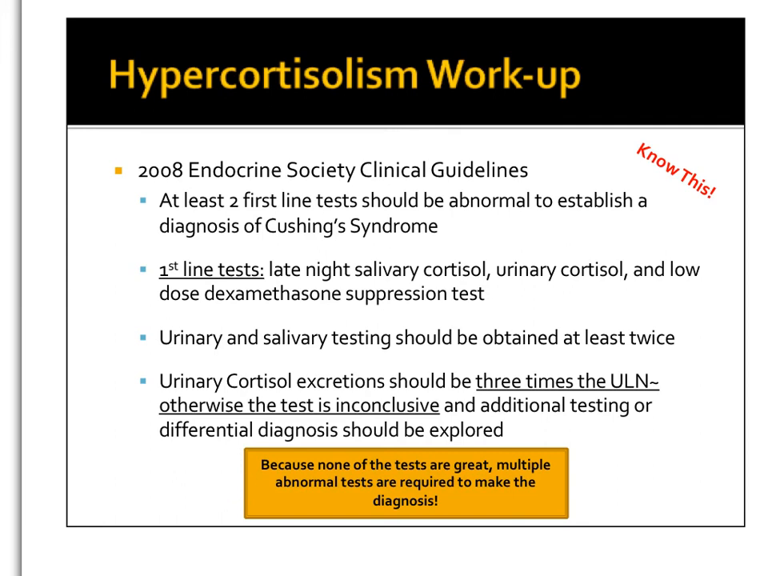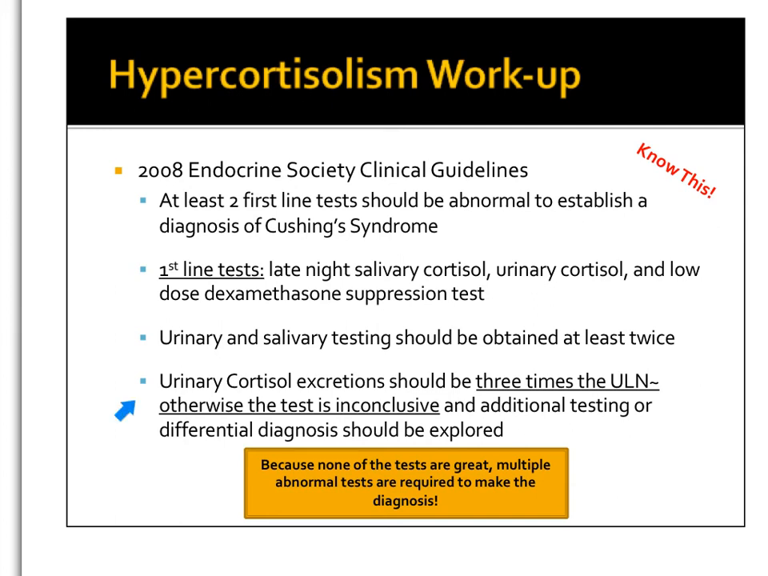Here is a list of the first-line tests. There's something called a late-night salivary cortisol. There is also a late-night serum cortisol, which we'll talk about in a little bit. There's a urinary cortisol, and there's something called a low-dose dexamethasone suppression test. If you're going to get a urinary or a salivary test, it should be done at least twice. Why? Because the sensitivity and specificity are not that great, and they're not the greatest tests out there, so they want you to have multiple positive tests before you make the diagnosis.